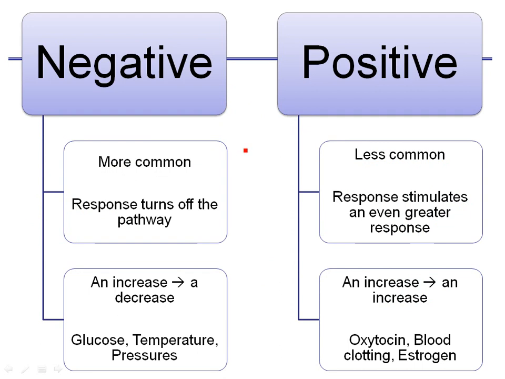Well, even though they all do this, there's two different ways to go about it. Negative versus positive feedback for homeostasis. Negative feedback is by far more common, and the response of negative feedback turns off the pathway. You can think of it as an increase leads to a decrease, or decrease leads to an increase. I'm going to go through two examples in detail in lecture, and that's going to be glucose and temperature. So again, this is a review, not a substitution.